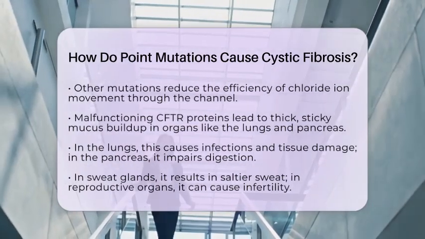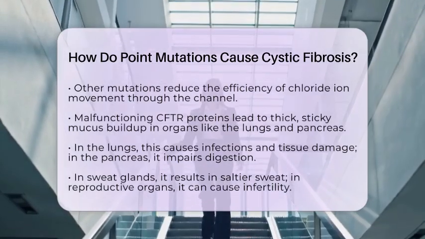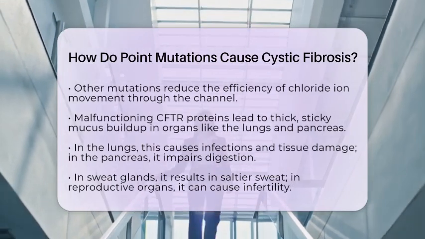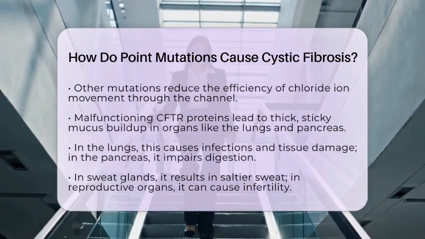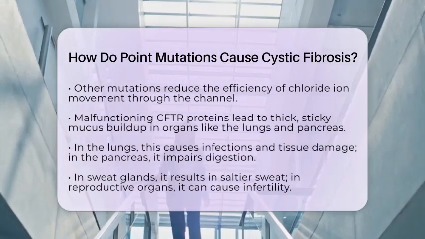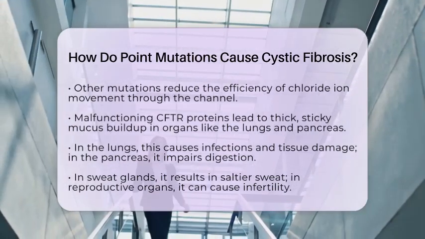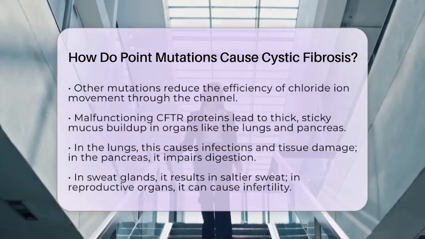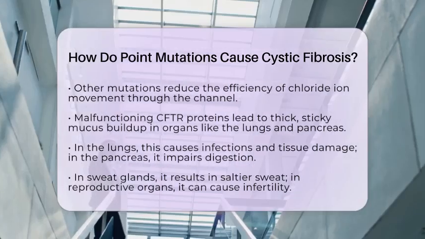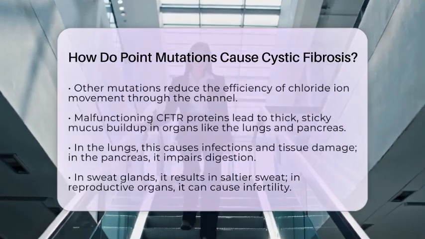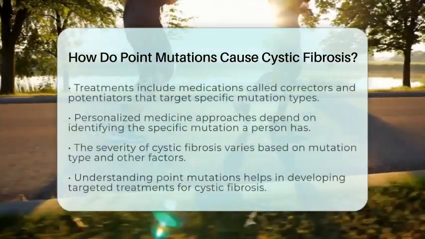This disruption in ion transport leads to thick, sticky mucus building up in the lungs and other organs. In the lungs, this mucus traps bacteria and causes frequent infections and damage. In the pancreas, it blocks digestive enzymes, leading to problems with digestion and nutrient absorption. In sweat glands, it causes saltier sweat, and in the reproductive system, it can cause infertility.